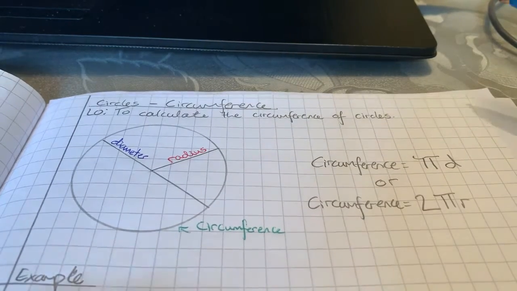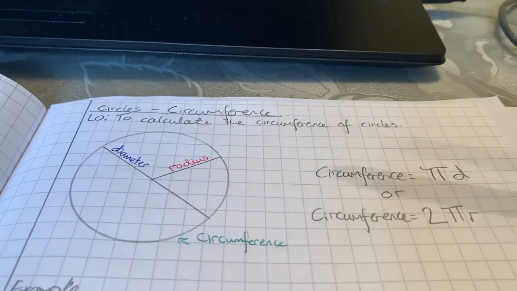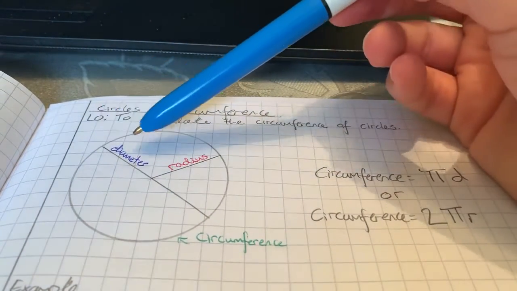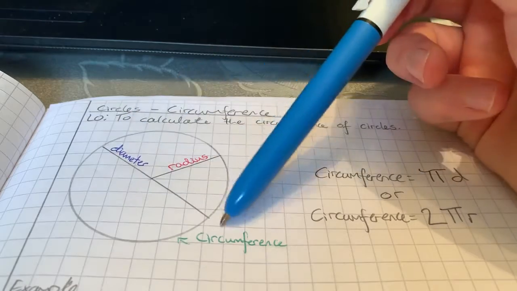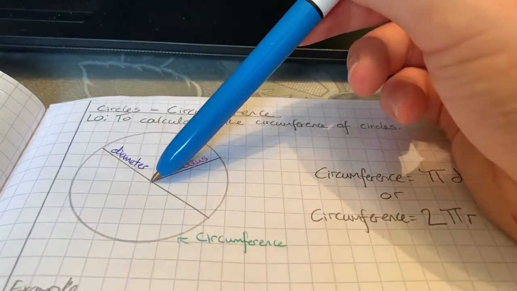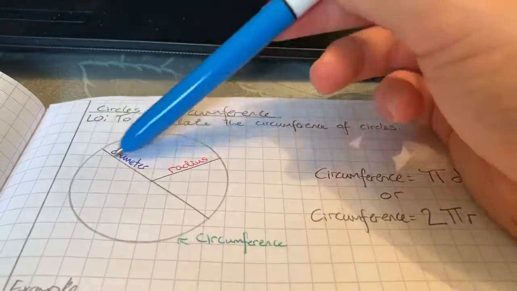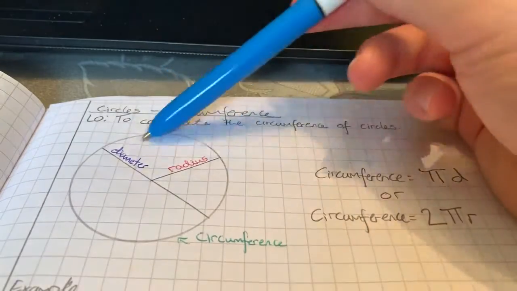Looking at finding circumferences, or the circumference of a circle. So you understand key parts of the circle that you need for this: diameter, it's a line from side to side going through the center; radius is from the center to the rim; and circumference is a distance around the outside of the circle, and that's what we're looking to calculate.